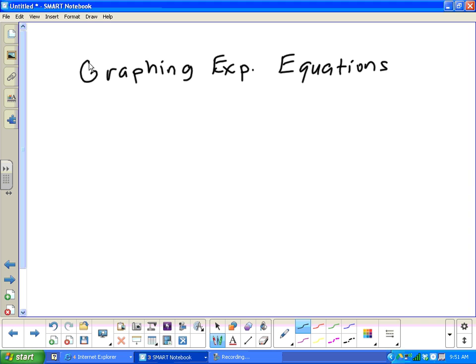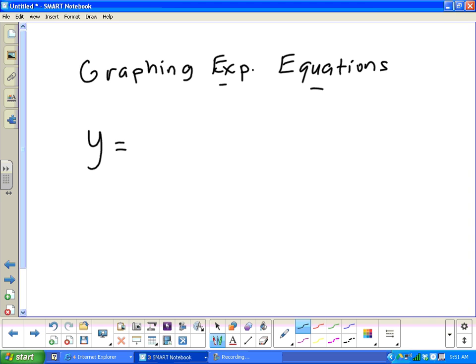Let's talk about, well, what do we mean by an exponential equation, or in this case, what we call an exponential function. The big idea is this: the exponent is going to be unknown. So the x, or whatever variable we're talking about, is going to be in the exponent. Now let's look at how we graph an exponential equation.